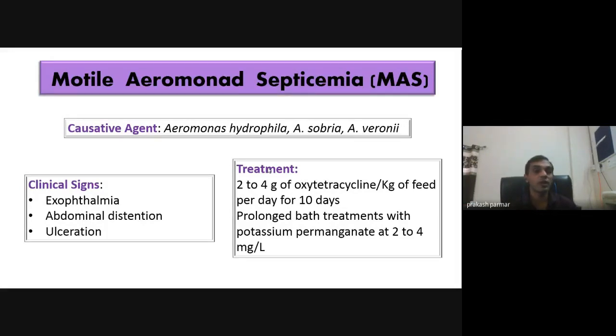They're almost the same. The clinical signs here are exophthalmia, abdominal distension, and ulceration. So these are the common clinical signs we find in motile Aeromonas septicemia. The treatment is, we can treat the fish with the common antibiotics, or potassium permanganate can be given.